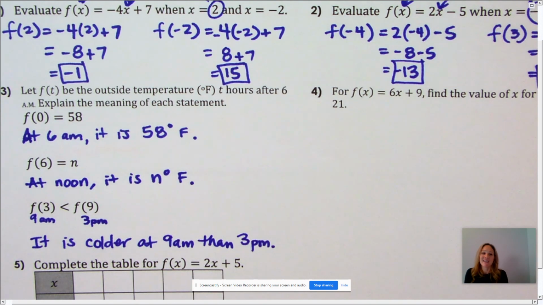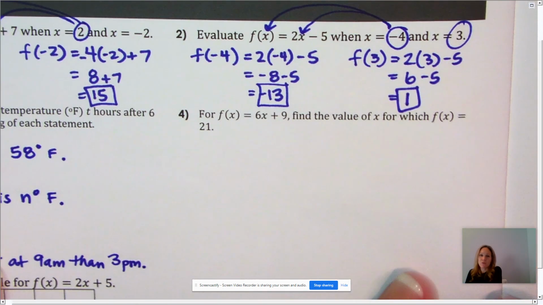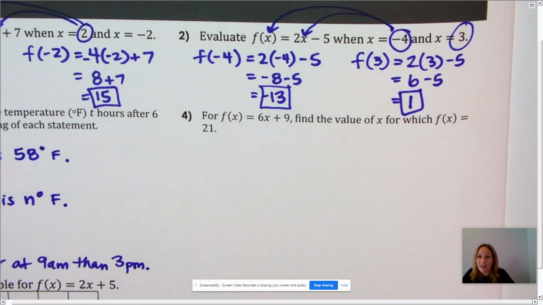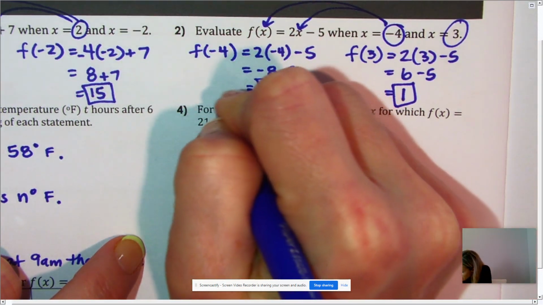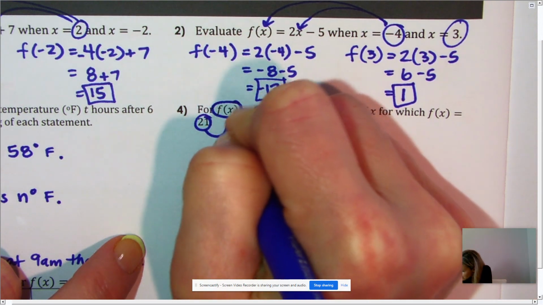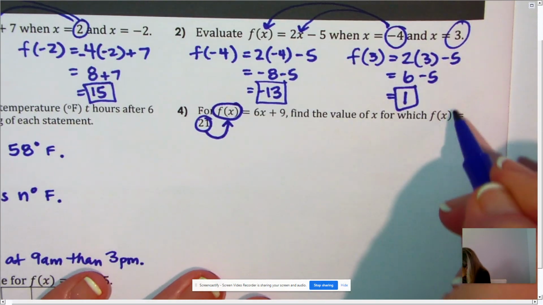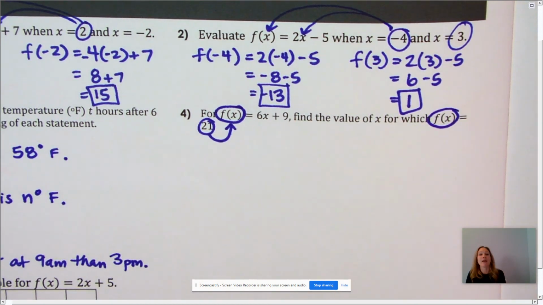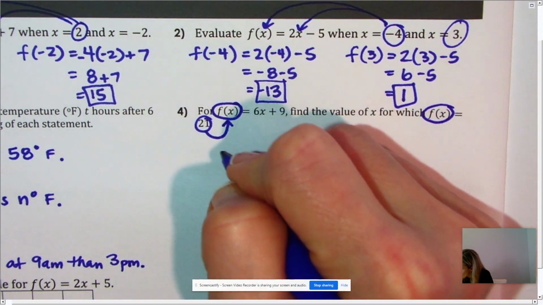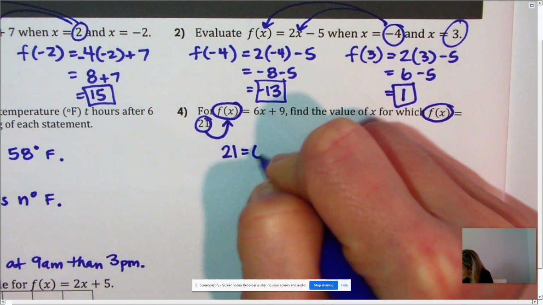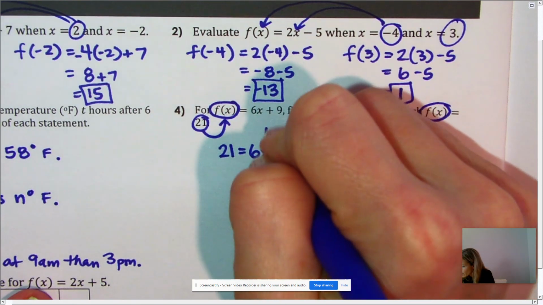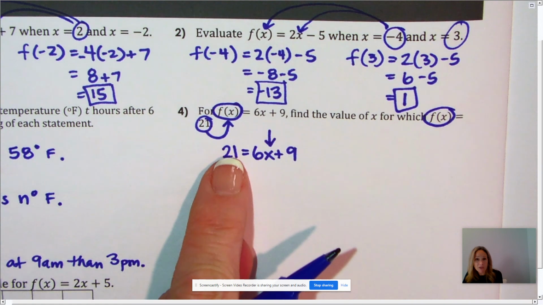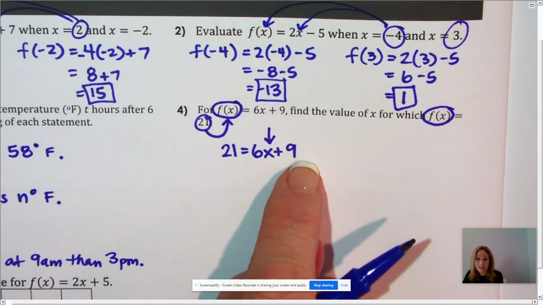Okay, question number 4. This says f of x equals 6x plus 9. Find the value of x for which the function is 21. So they're telling us that f of x is 21. So I'm going to take f of x and plug that in, not for the x, but for the whole f of x. Instead of writing f of x, I know that the function is 21. I need to figure out what value of x makes that true. So I want to know, what could I plug in so that when we get it out, it's 21. I'm going to multiply it by 6, and then add 9, and it's going to give me 21.